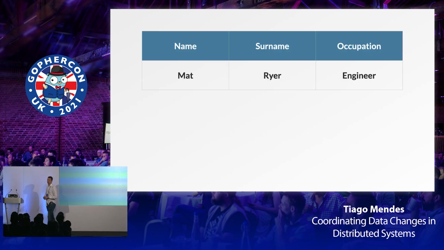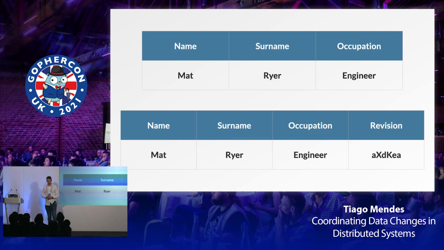So imagine, and this would work better if Matt Ryer was actually here, but suppose that Matt Ryer wants to change his occupation from engineer to MC. In a traditional way, we would do an update to our database, and that occupation would then just be MC. With revisioning, what we have is a new column called revision. In that column, you should think that you should use a UID, and you should make it sortable so that you always know how to sort your revisions.